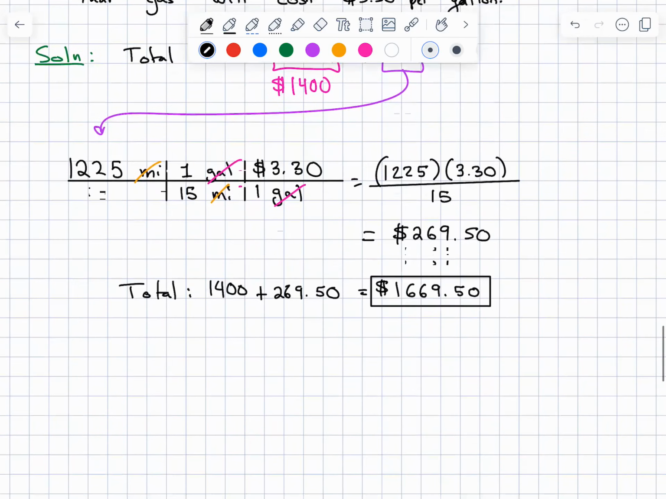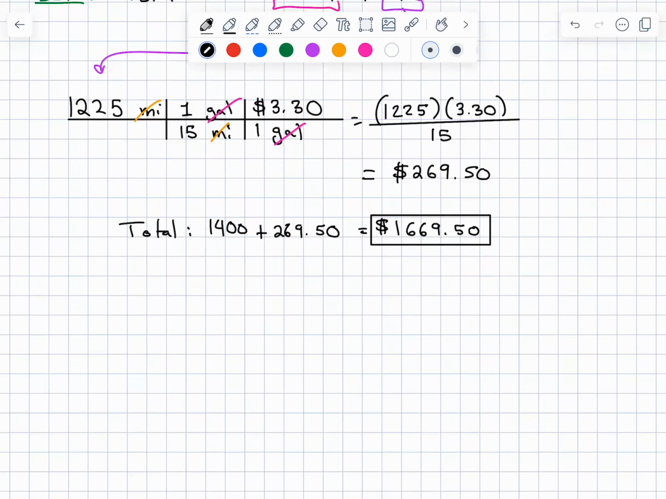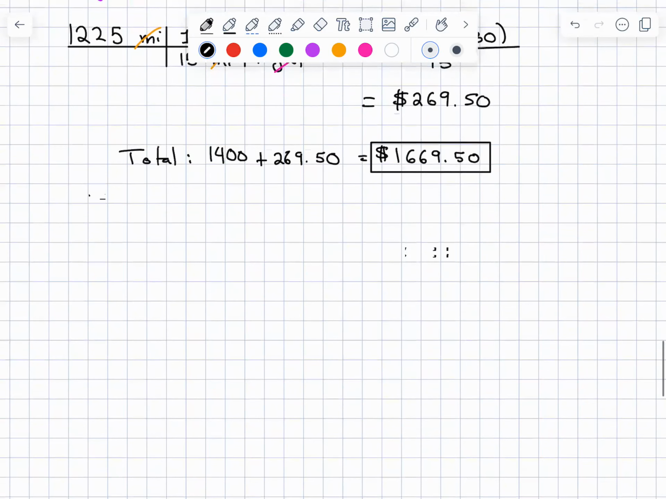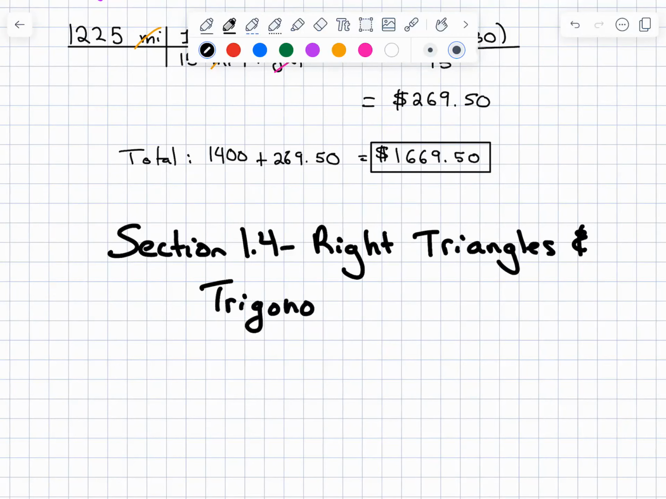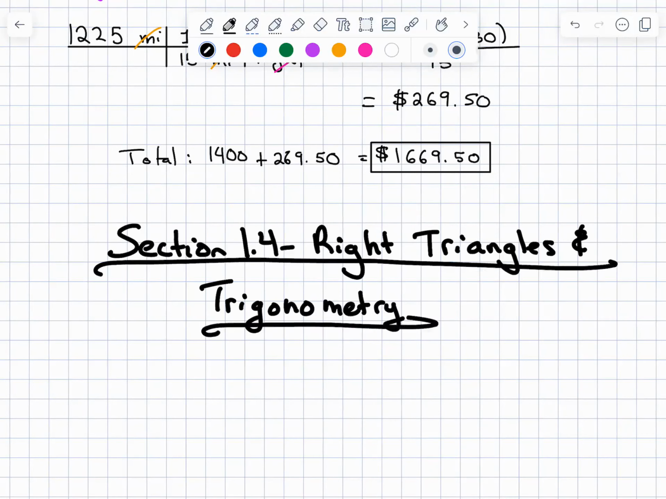Okay. Anyways, all right, we're going to start up right triangles and trigonometry. Section 1.4, which is right triangles and trigonometry. Trigonometry. Say it out loud every single time because I can't spell.